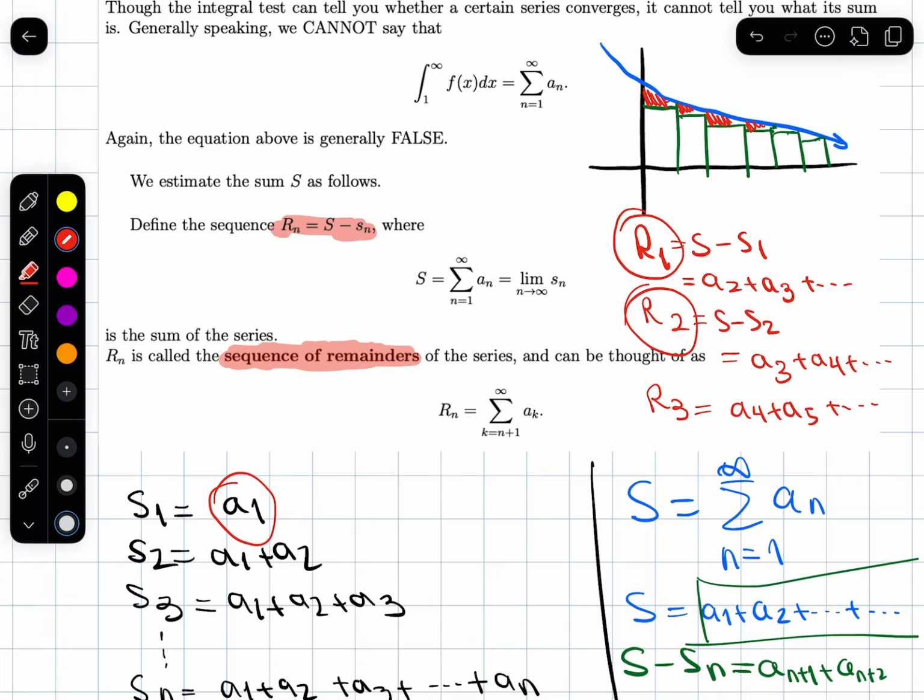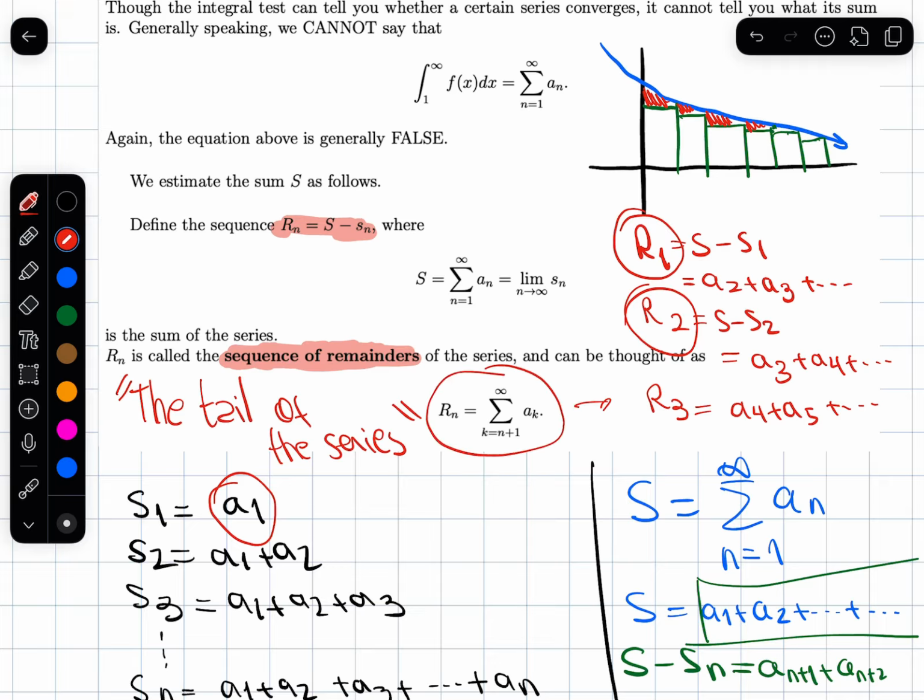That's why it's called the remainder. I call it the sequence of remainders, though it is called the remainder, even if it's not called the sequence of remainders most of the time. So you can also call it the tail of the series, after n terms. And this is exactly what this is saying. So you're adding all terms starting from n plus 1 all the way to infinity. That's what Rn is. Okay?